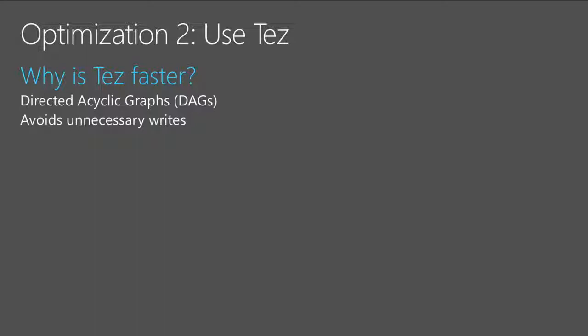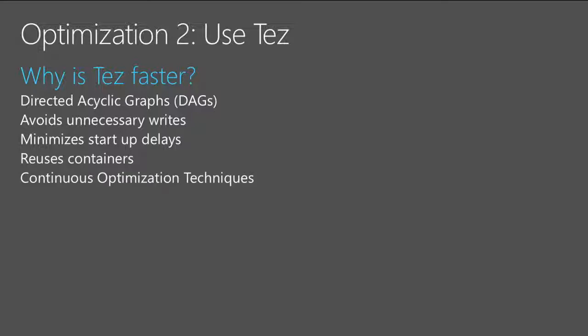Number two, MapReduce writes to the disk in every stage. So every time you run a MapReduce job, it breaks it into 3 or 4 stages, and between each stage, it writes to a file. Tez gets rid of it. There are no unnecessary writes, and write is the biggest bottleneck in a Hadoop job. Thirdly, it minimizes startup delays. Because there are fewer mappers to create, the startup delays are minimized, and there are also architecture improvements. Tez also reuses containers. Wherever possible, instead of killing the process and then restarting it, it just tries to reuse the same processes, which makes it faster. And finally, continuous optimization techniques.